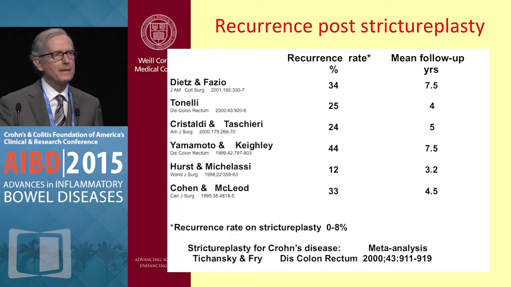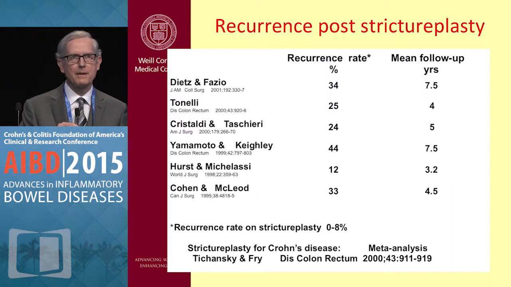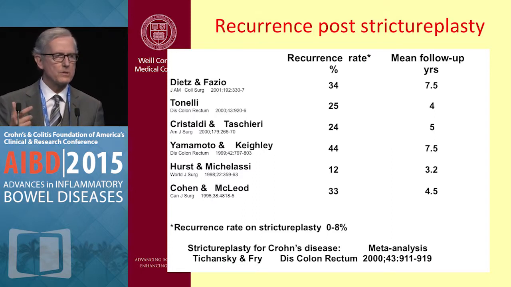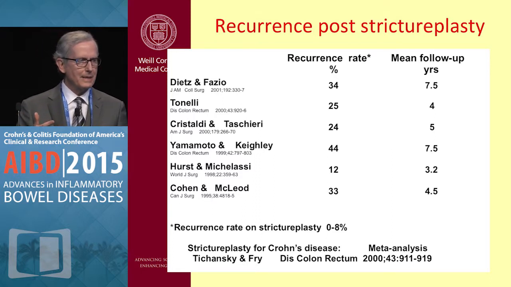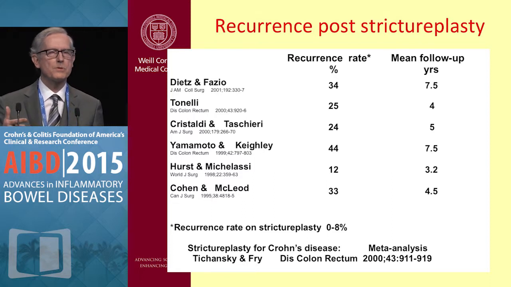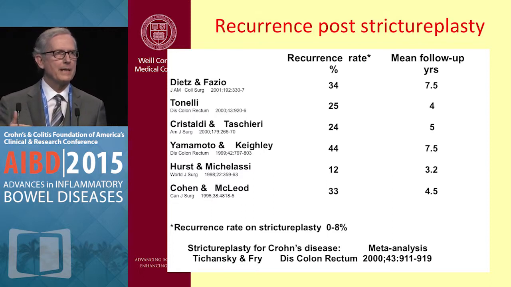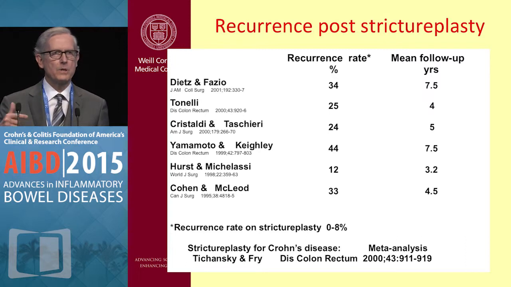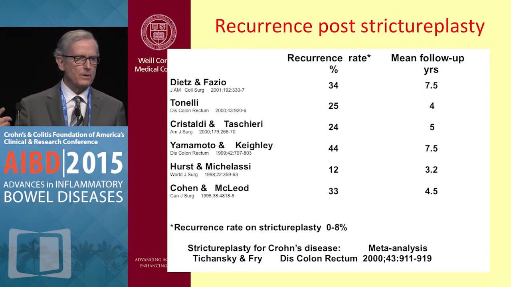Now, let me talk about the recurrences on strictureplasties, because this is probably the most exciting area, in my opinion, in Crohn's disease. We have known for a long time that strictureplasties have a low recurrence rate. If you look at data from these 6 papers, they were all published in the late 90s and early 2000s, and all of them had at least 100 strictureplasty patients followed for at least 3 to 7 years.